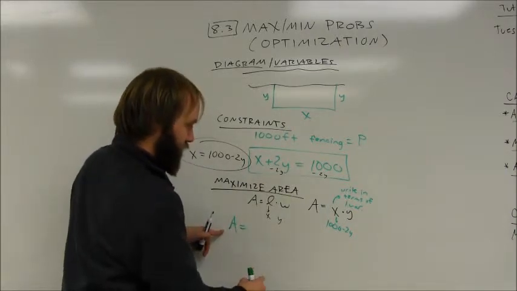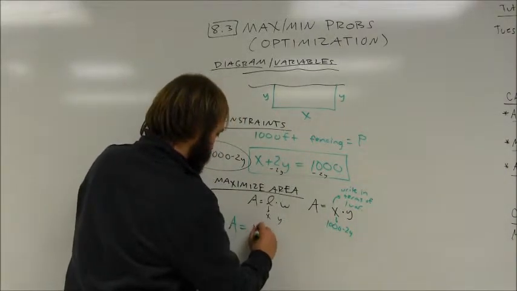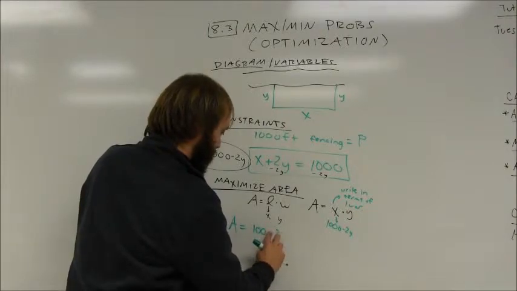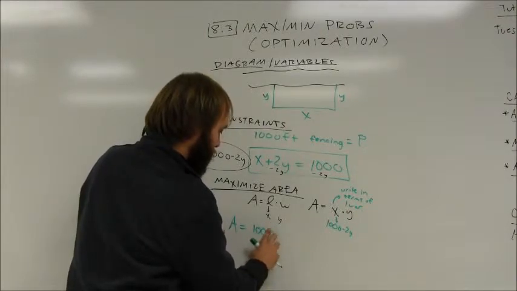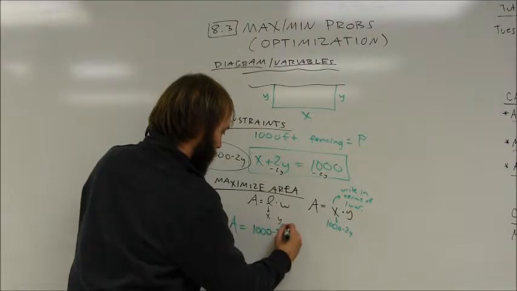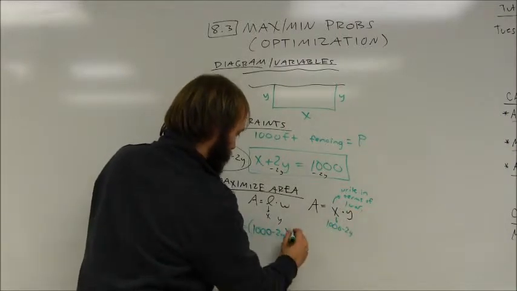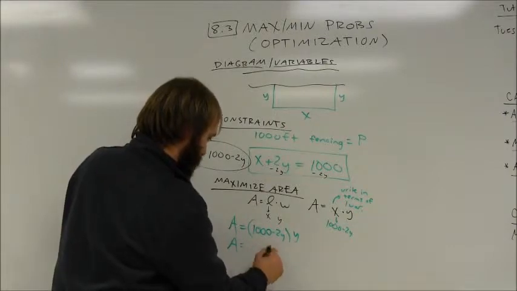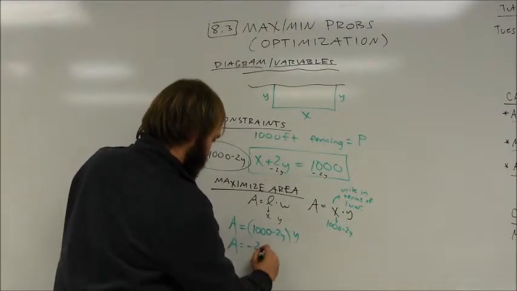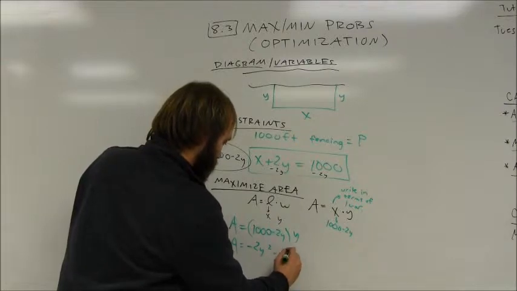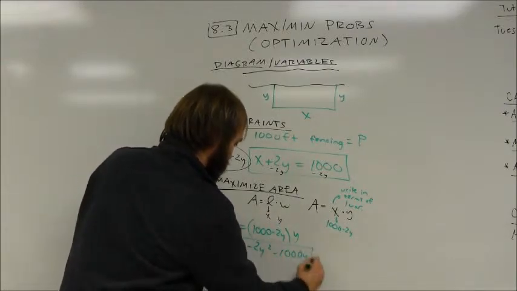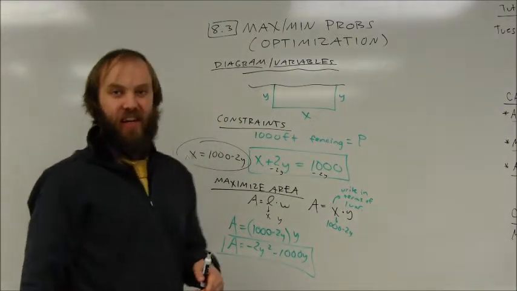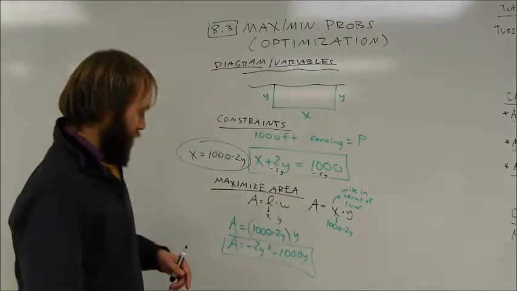So this allows me to rewrite my area function. Area is going to be equal to 1,000 minus 2y times that other y value. And of course the area is going to be equal to, I'm going to write this as negative 2y squared plus 1,000y. Okay? That is the function that I'm trying to find the maximum or minimum value for.